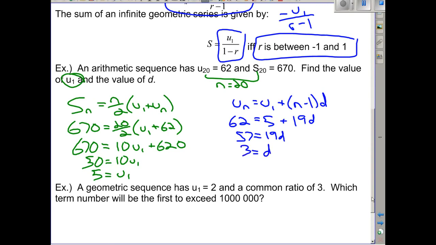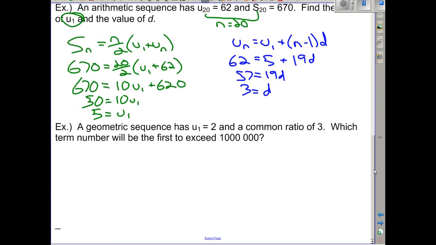So I'm just cataloging what I know in these cases and plugging in to a formula that will allow me to solve the question that's being asked, namely find u1 and d in this case. Let's take a look at a geometric sequence that has u1 of 2 and a common ratio of 3. We want to find out which term number will be the first to exceed 1,000,000.